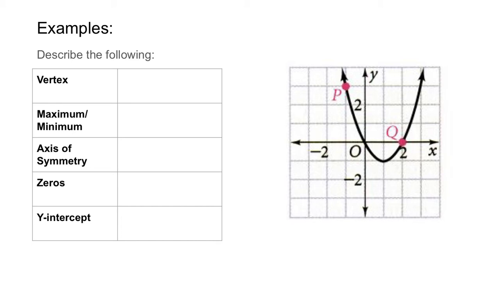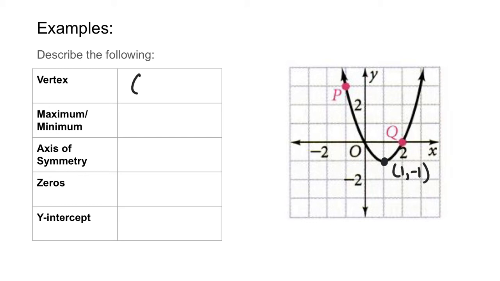So looking at this graph, remember, a vertex is the point at the turning point of the U or the V. So if I'm looking at this, the vertex is going to be located right here in that bottom position of that parabola. So that bottommost point is my vertex. The coordinates of that point are 1, -1.